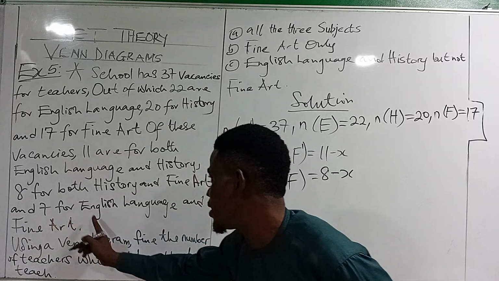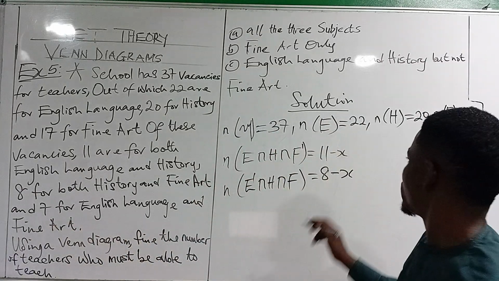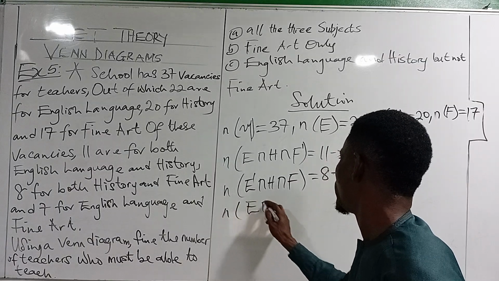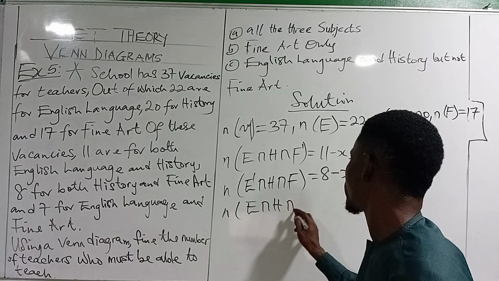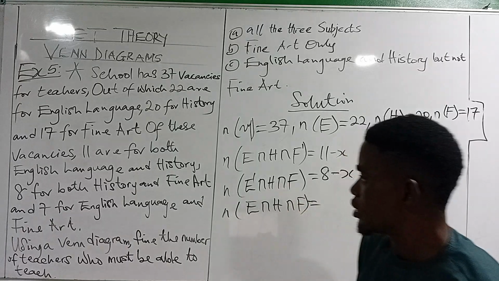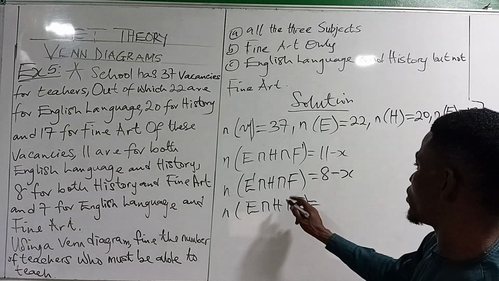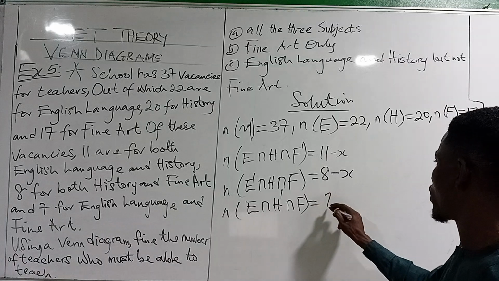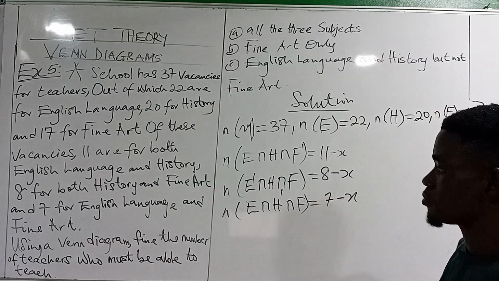Then what else again? And 7 for English language and fine art. 7 for English language and fine art. We have E intersection F. So 7 for English language and fine art, so it is not history. So we have 7 minus x.